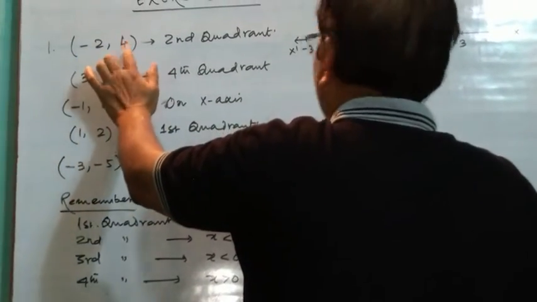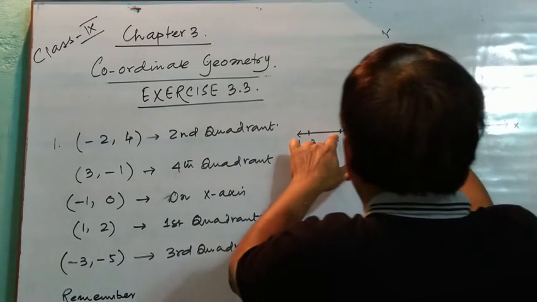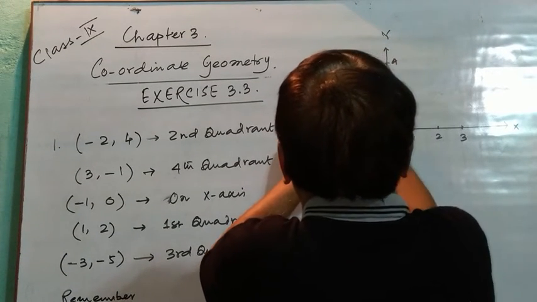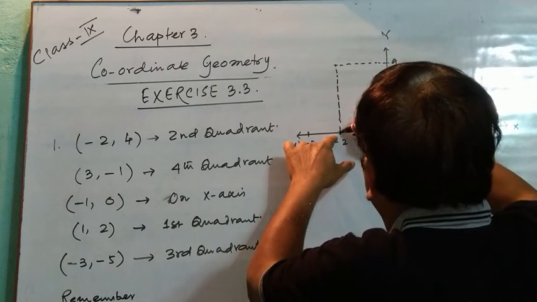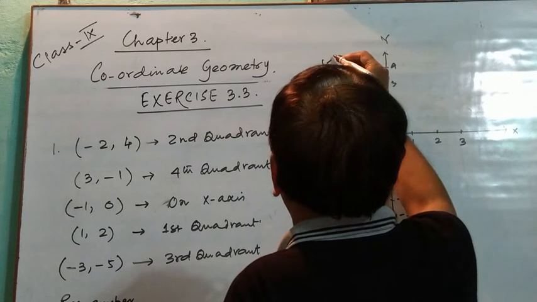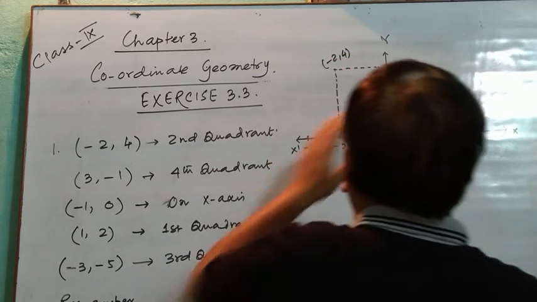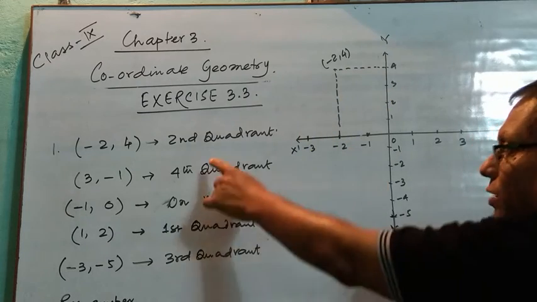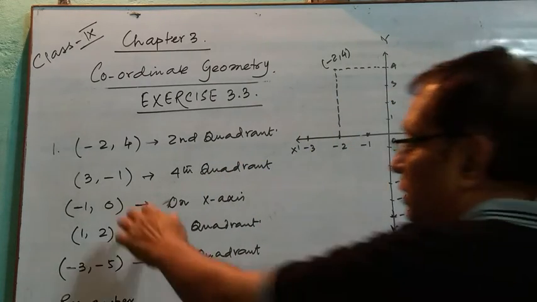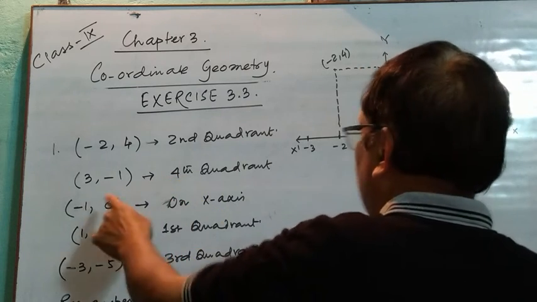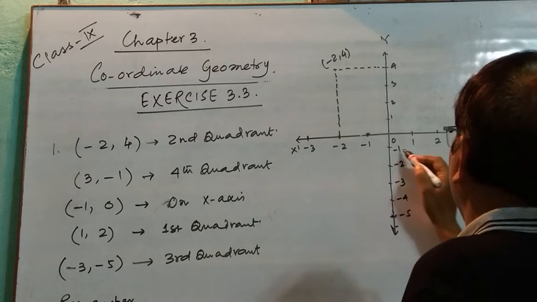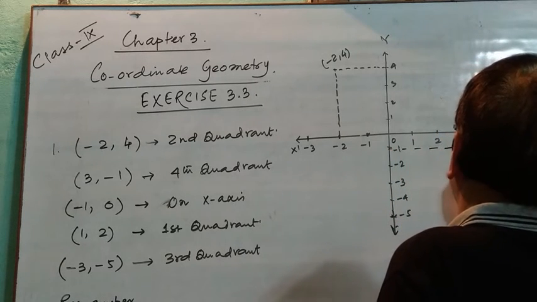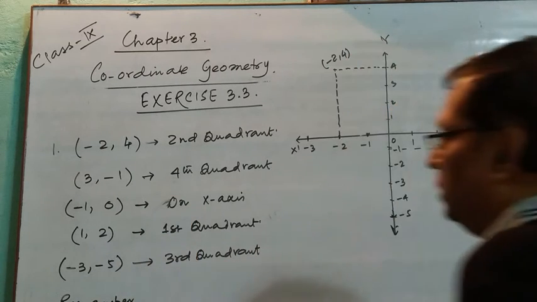Minus 2, 4. On the graph paper, we will get vertical lines and horizontal lines. Wherever they intersect, that point will be minus 2, 4. Where is it lying? It is lying in the second quadrant, as I have told you. Then 3, minus 1: this is 3 and this one is minus 1. So 3, minus 1 lies in the fourth quadrant.